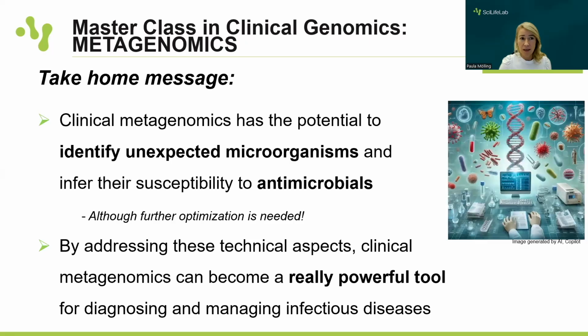So lastly, I will give you some take-home messages. I think clinical metagenomics really has the potential to identify unexpected microorganisms and infer their susceptibility to antimicrobials. But for this, we may need some further optimization. It's really important that we optimize all the steps, and that may have to be done for different kinds of sample matrices, different kinds of samples, as well as clinical questions. By addressing these clinical aspects, clinical metagenomics can become a really powerful tool for diagnosing and managing infectious diseases.